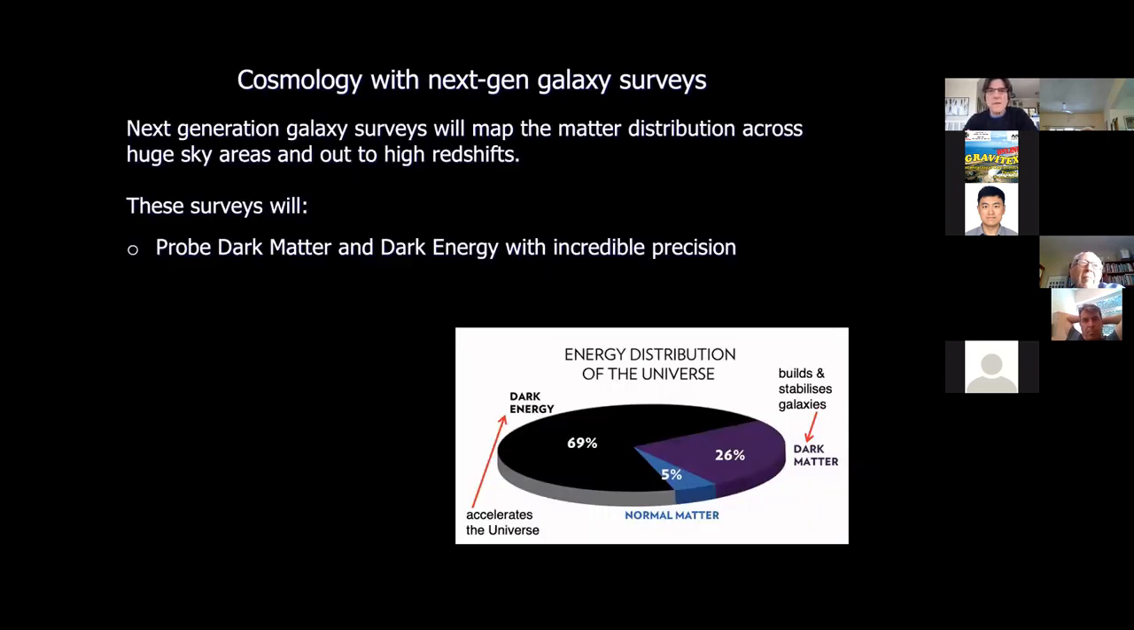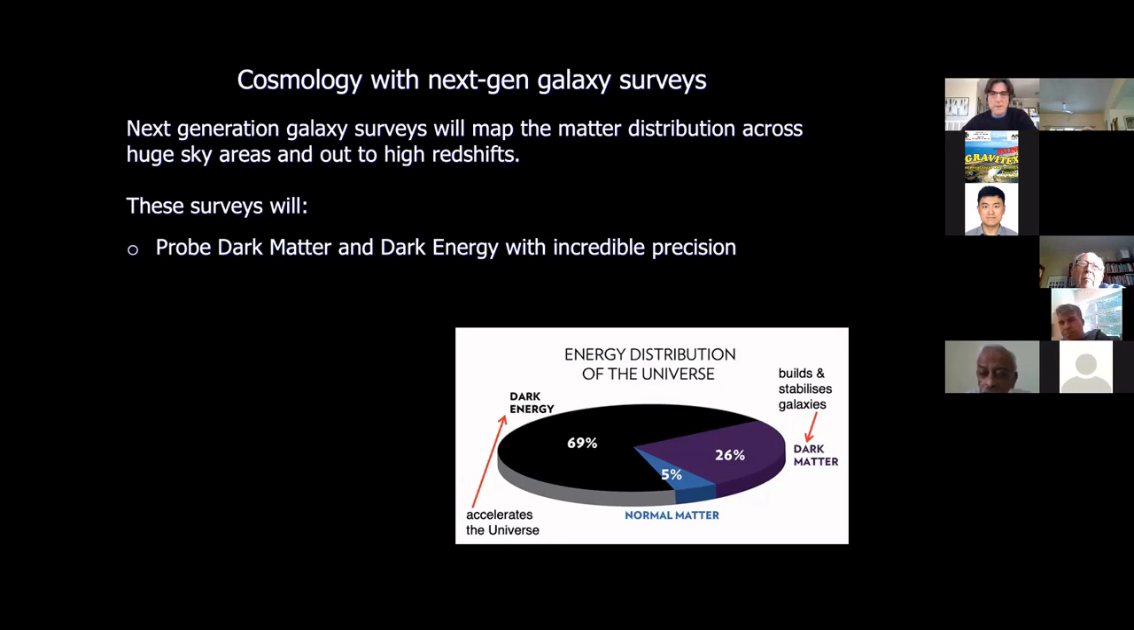So what are the key things that we're going to be getting from these next generation galaxy surveys? Well, the fact that they map such wide areas of the sky to such deep redshifts means that they will be covering a huge volume of the universe. And this will give them the statistical power to be able to probe dark matter and dark energy with incredible precision. So all the standard cosmology which we've seen conducted by surveys like BOSS and eBOSS will be taken just to another level by these new surveys. And that's really exciting. But that's not all that they will deliver.